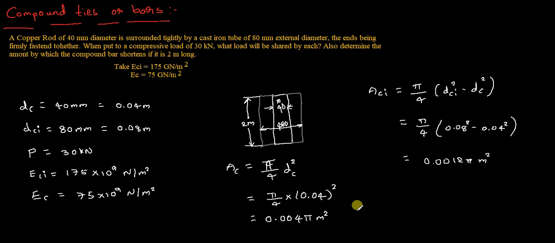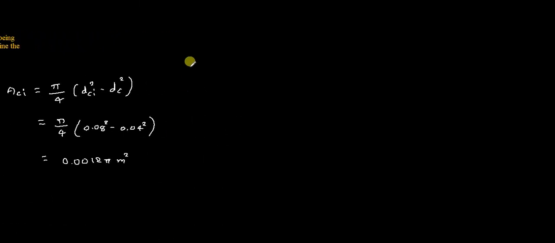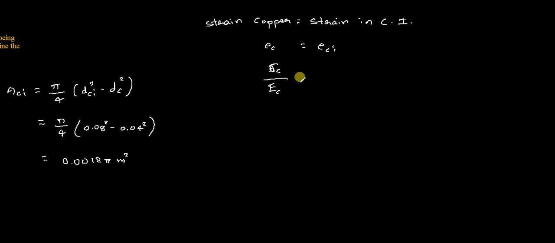And next we go for the first condition. The condition is that in both materials the strain is equal, so we can write strain in copper is equal to strain in cast iron. That means ec is equal to e ci. From the Young's modulus equation we can write sigma c divided by Ec is equal to sigma ci divided by Eci.